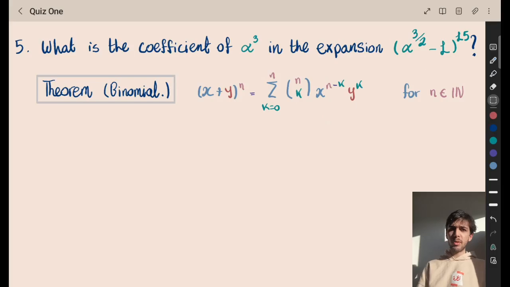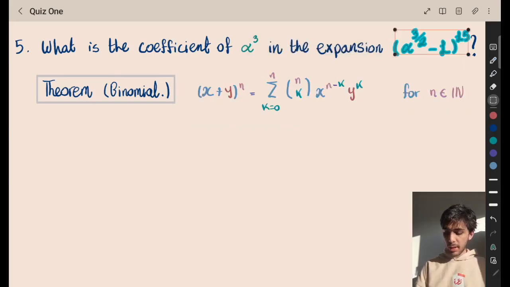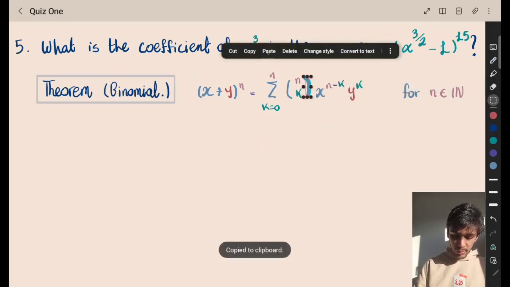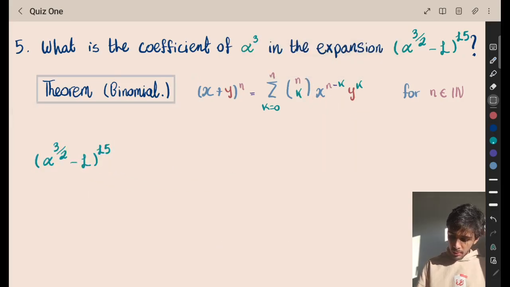Perhaps you would like to pause the video and think about how we can make progress and perhaps combine this fact with that fact. From my side, I will proceed by finding the right values for x, y, and n.